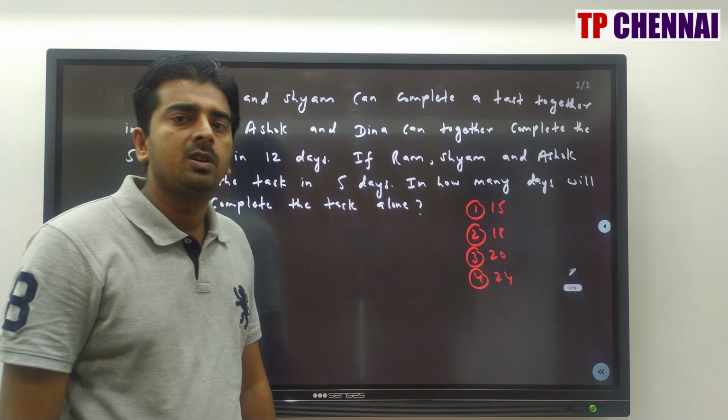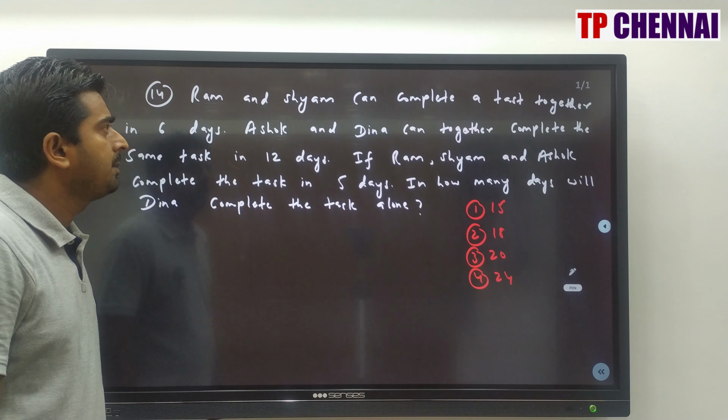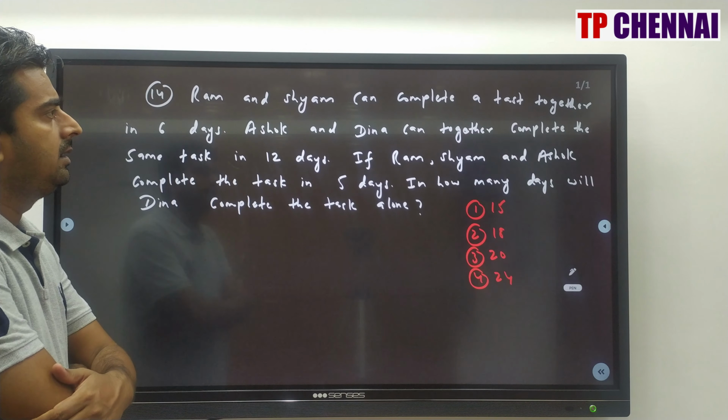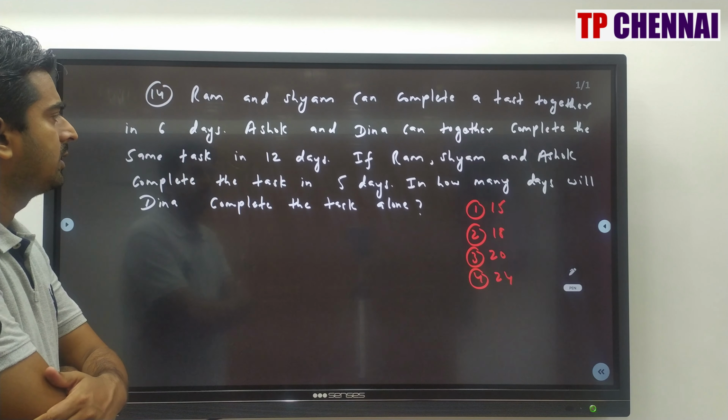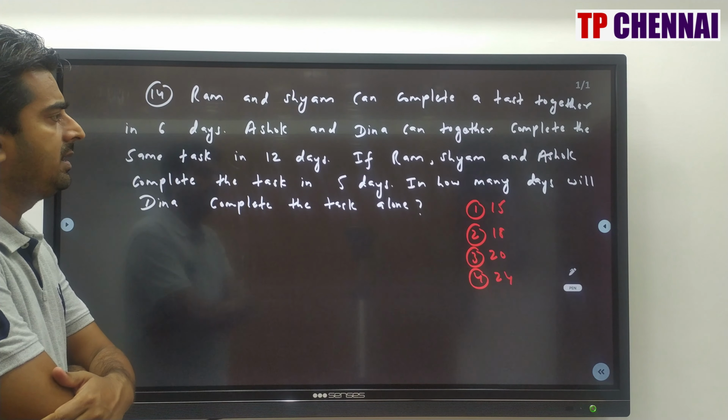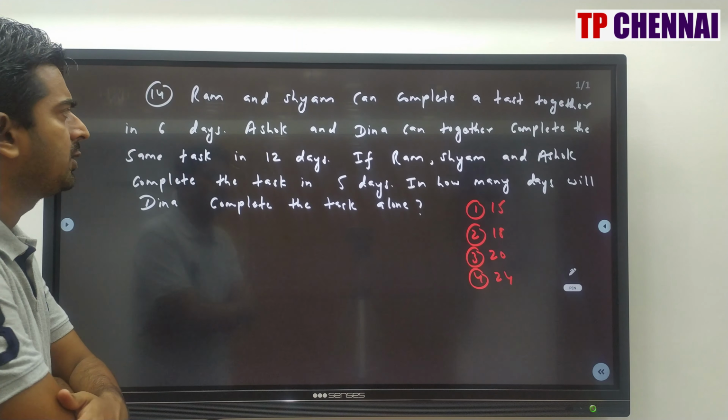So now we'll see question number 14. Ram and Shyam can complete a task together in 6 days. Ashok and Deena can complete the same task in 12 days together. If Ram, Shyam and Ashok complete the task in 5 days, in how many days will Deena complete the task alone? It's a very simple one.